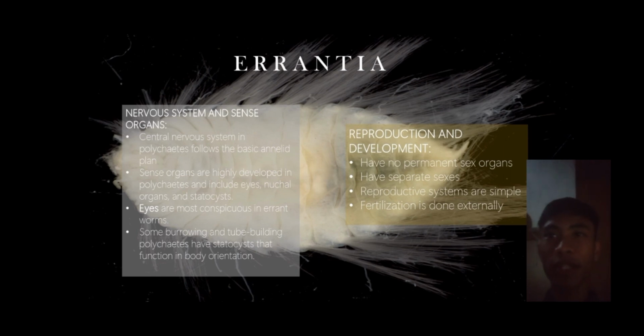So for reproduction and development, they have no permanent sex organs and have separate sexes. Many polychaetes hatch from their eggs into a particular type of planktonic larva, the trochophore, which later metamorphoses into a juvenile annelid. Some polychaetes, however, can reproduce asexually by budding.